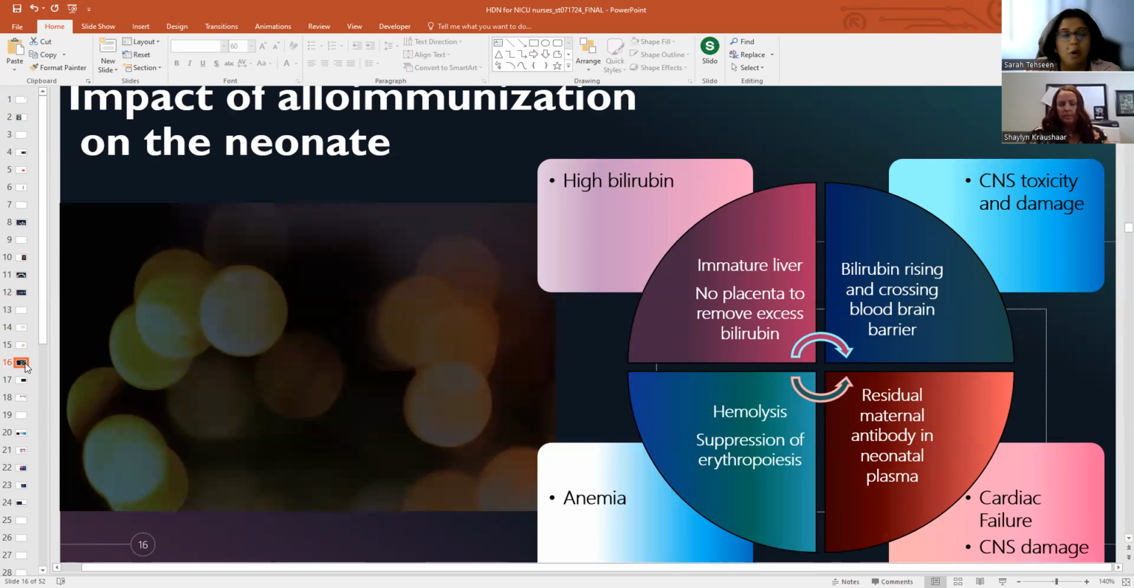In addition, the neonate can have anemia, right? And that anemia can go on for as long as the maternal antibody is hanging out in the plasma of the baby. And that anemia can have consequences, right? This anemia can lead to ischemic damage to the brain. This anemia can lead to heart failure if it's happening over long periods of time. And then sometimes, depending upon the type of antibodies, you can have even the production of red cells affected.